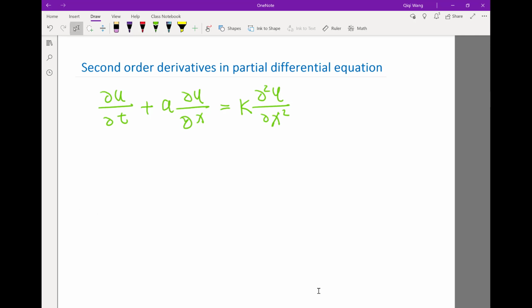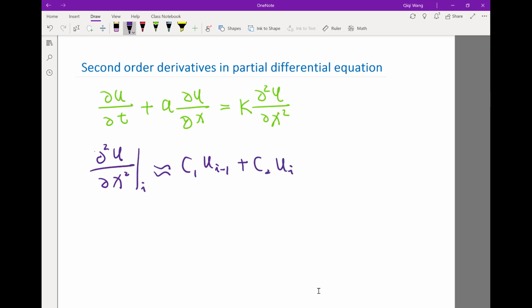So the idea is, how do I approximate the second order derivative at a grid point i by some linear combination of the neighboring grid points? All right. Let's first of all try what we have done before: C1 times u_{i-1} plus C2 times u_i. Let's try these 2 points and see if we can get coefficients to approximate the second order derivative.